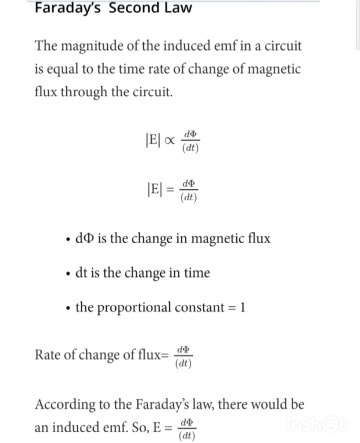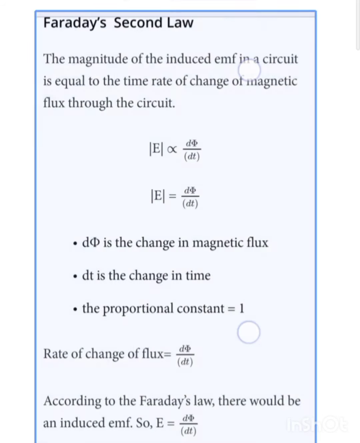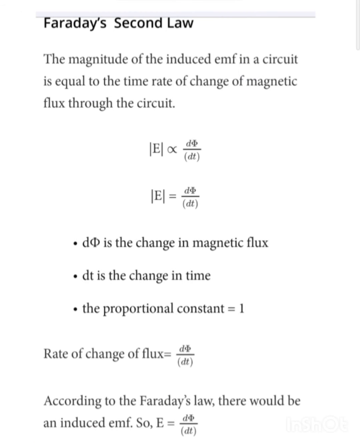So we can say E equals k d phi by dt, and if the value of the proportionality constant k is 1, then the induced EMF is d phi by dt. According to Faraday's law, there would be an induced EMF equal to d phi by dt, or the induced EMF is equal to the rate of change of magnetic flux through the coil.